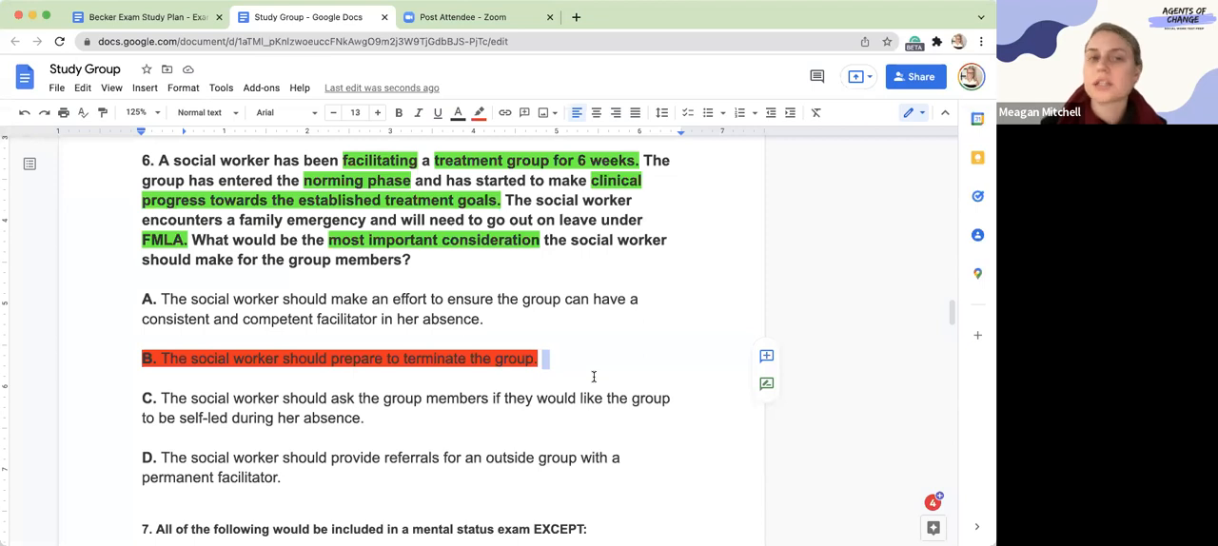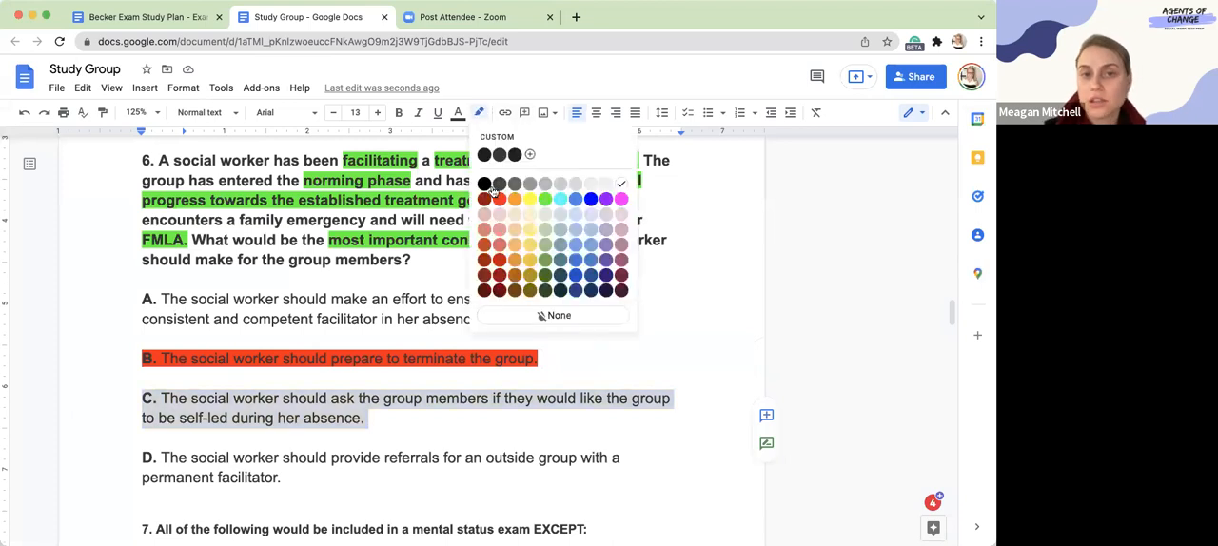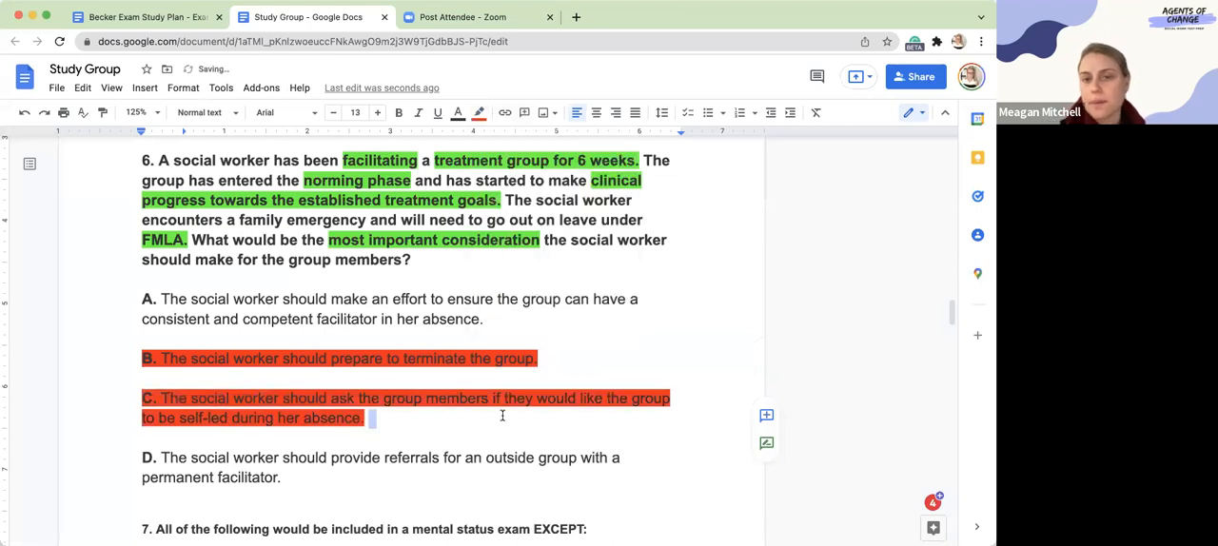It could cause harm, especially in a group setting, where the facilitator is important, but the group process is more important than anything, right? The relationships made in the group, the progress that they're making is more important. So B, too abrupt, abandoning the client. What is problematic about C? That the group should be asked if they'd like to do it self-led until the social worker comes back. What's problematic about C?